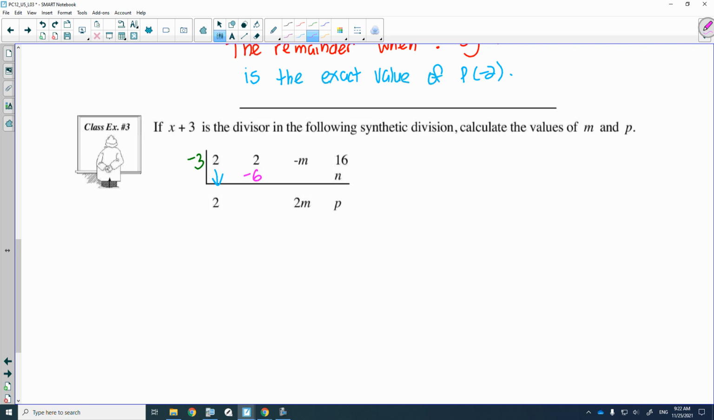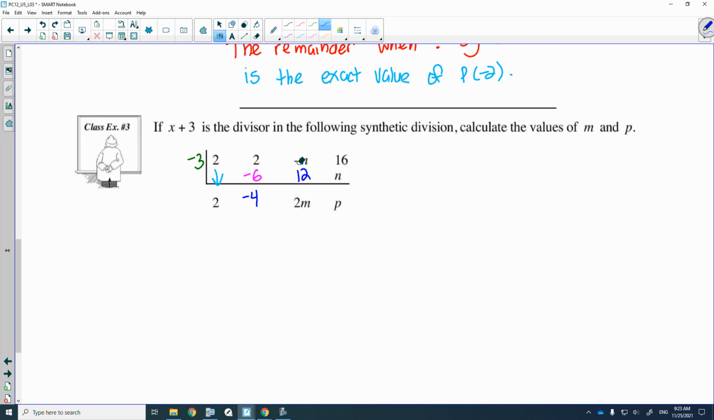Emily, what do I do from here? You add. So 2 plus -6 is going to give you -4. Donovan, what do I do with that -4? You multiply. It's always multiply from here. So -4 times -3. 2 negatives gives you a positive, and that's going to give you a 12. We always put the 12 here, or we always put the number that we get there.